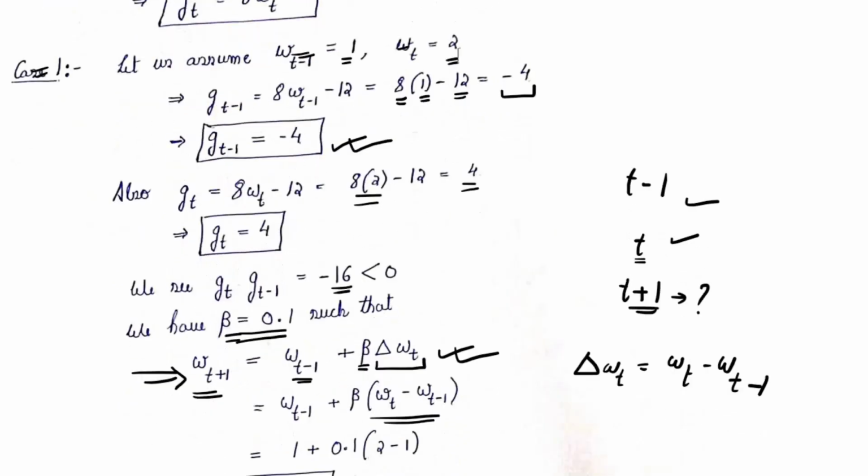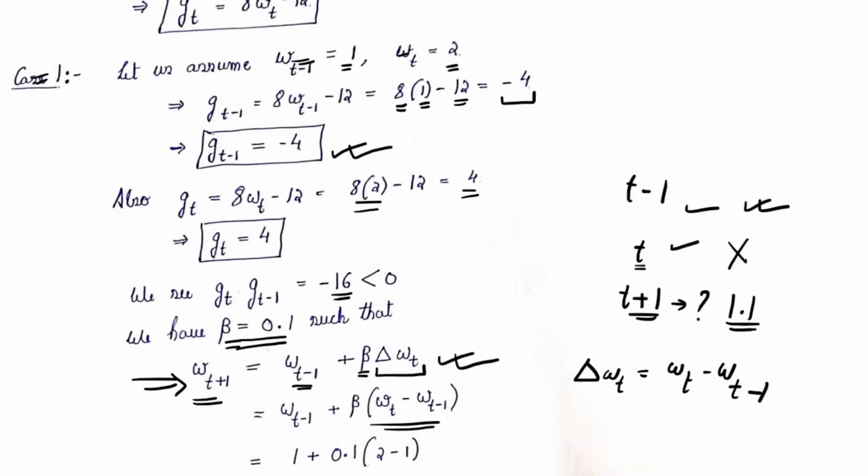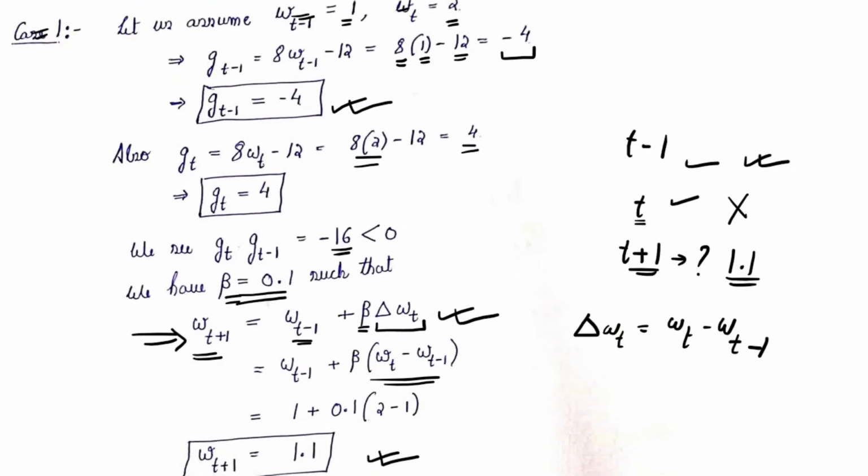On doing so, we follow the updation rule and we say that at time t plus 1 we have to move to 1.1. Now we listened only to the updation at time t minus 1 where we knew that okay, we are propagating in the correct direction. We didn't listen to t, and at time t plus 1 we are at 1.1. Now we will take a step ahead and move to time t plus 2 and then keep propagating till the time we get the optimal value close to 1.5. Now this was the first case when the gradients were having different signs.